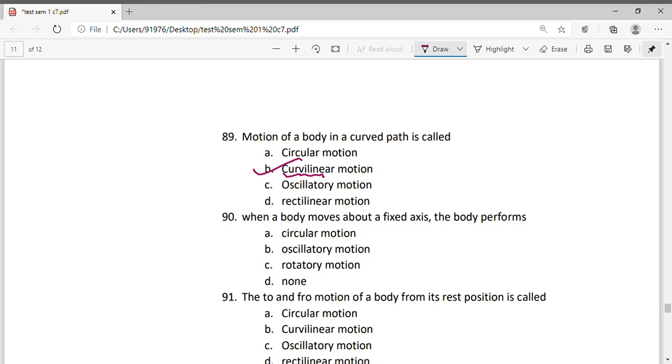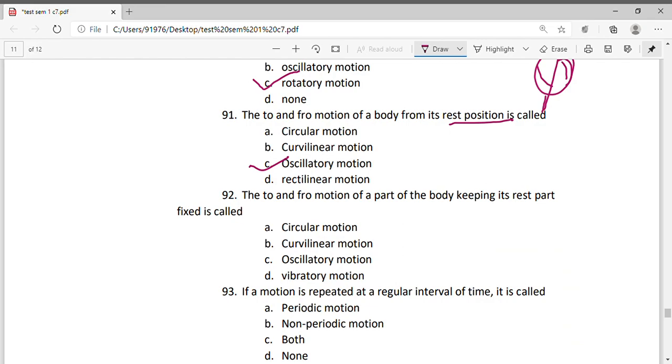When a body moves about a fixed axis, the body performs rotatory motion. For example, a top, or the Earth, rotates on its axis. So it is a rotatory motion. The to and fro motion of a body about its rest position is oscillatory motion. So the body oscillates.